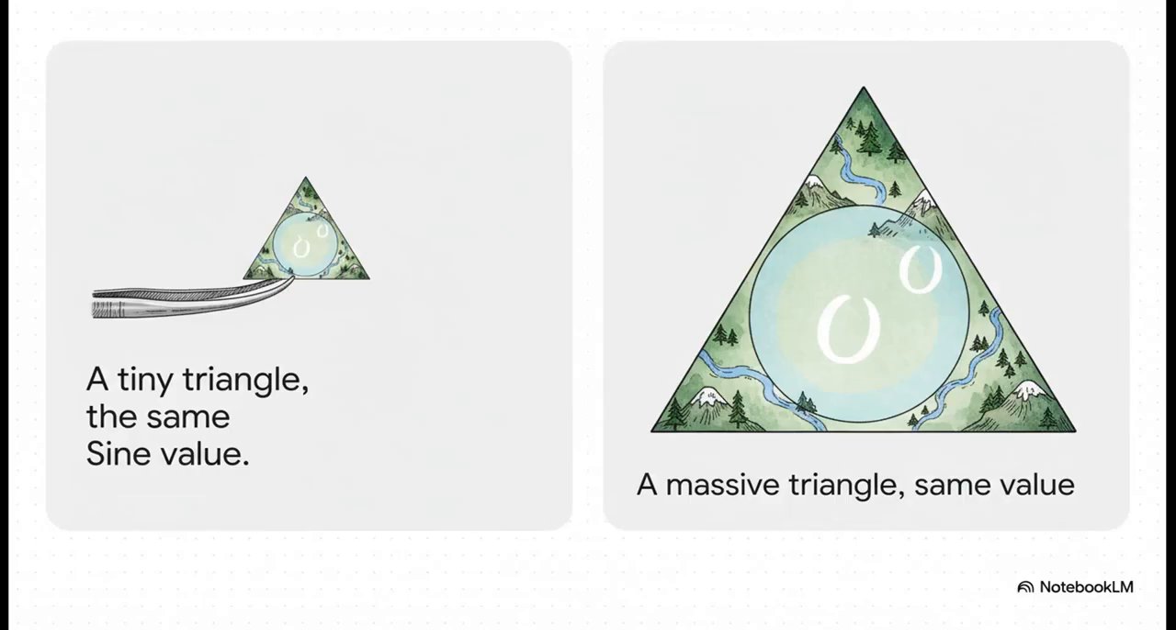And this right here? This is the really cool part, the core idea. Because sine is a ratio, the actual physical size of the triangle doesn't matter at all. A tiny triangle the size of a postage stamp can have the exact same sine value as one the size of a mountain, as long as that reference angle theta is identical. The angle is the only thing that determines the sine.